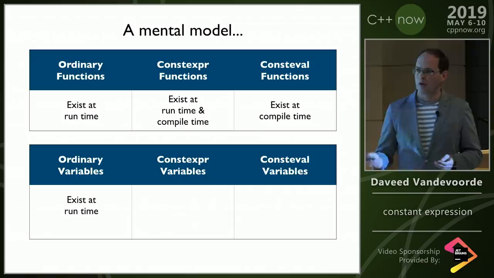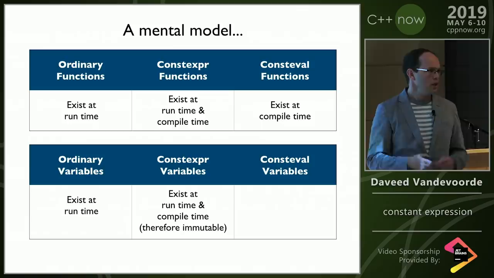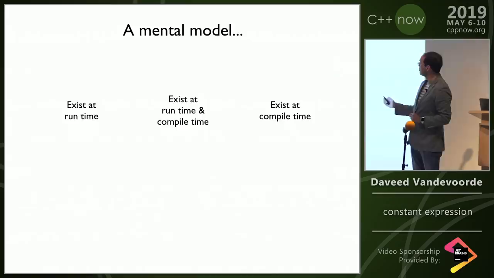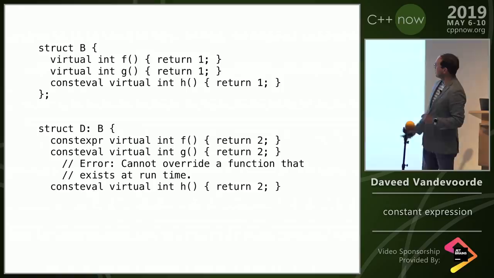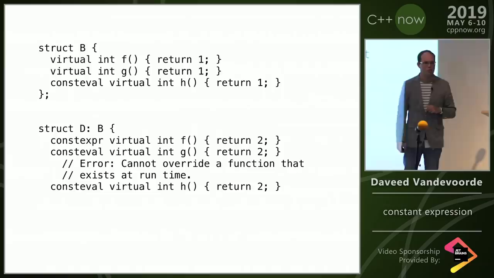Ordinary variables exist at runtime. Constexpr variables exist in both. And when you think about it, go ahead, is the question? The question was, can I create an instance of B at runtime and use it? The answer is yes. And you cannot call H on the runtime thing. That's correct.